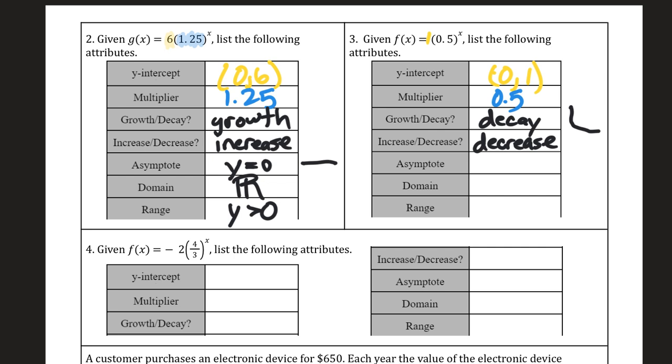Our asymptote, again, will always be y equals 0. Okay, it will be the x-axis. Our domain, if you look at it, is going to be all real numbers. And in our range, in this case, it's going to be y is greater than 0 because everything is above 0 on the y-axis.